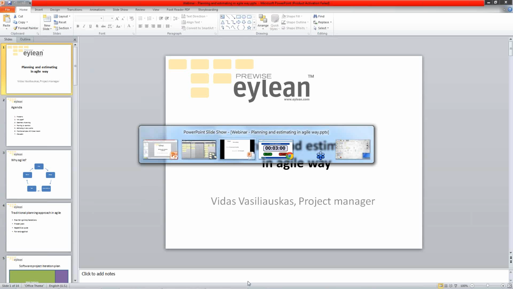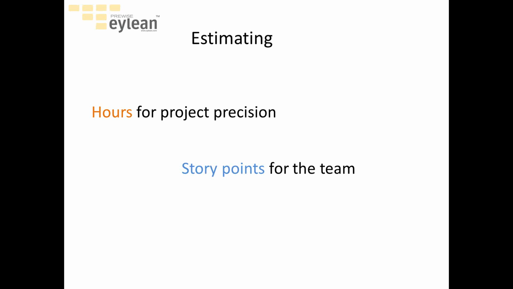So basically, there are two types of estimations: for precision, hours, and the second one, which I will be talking about a little bit more, is story points.